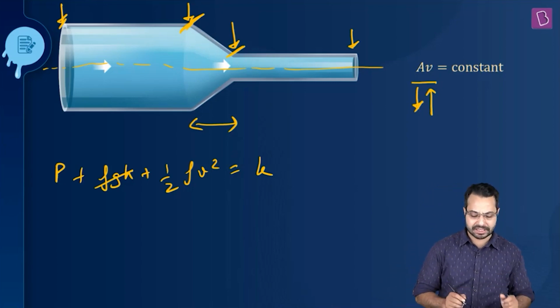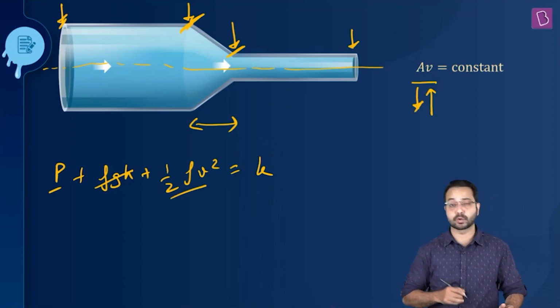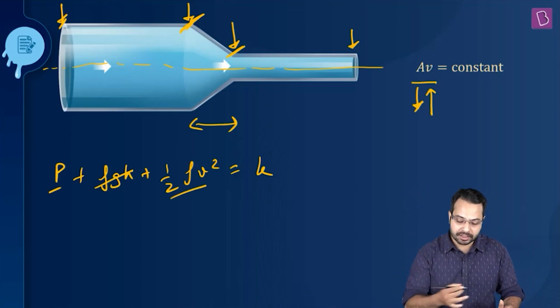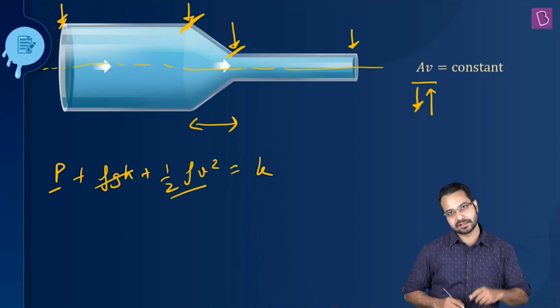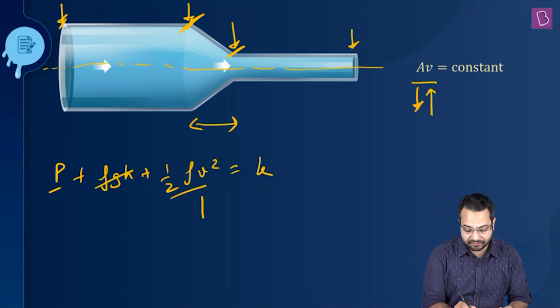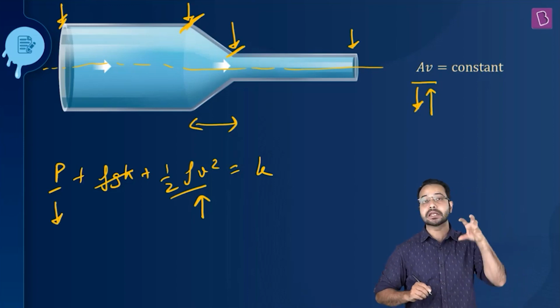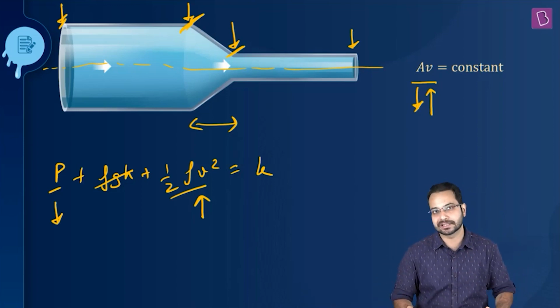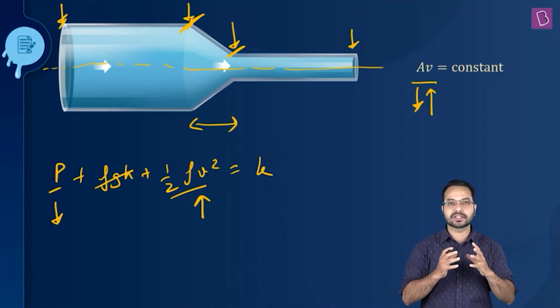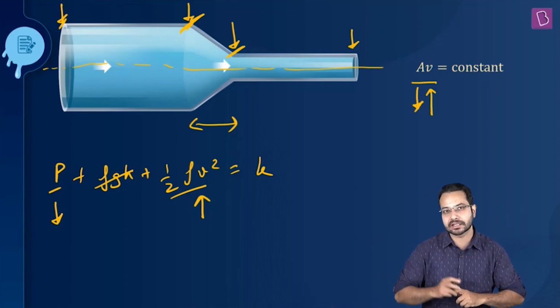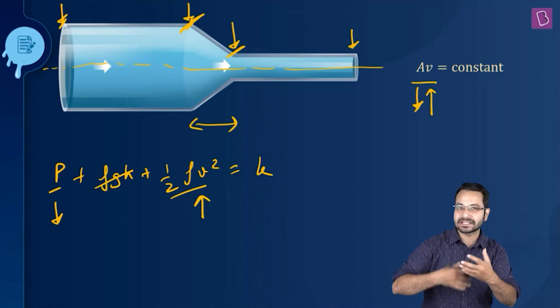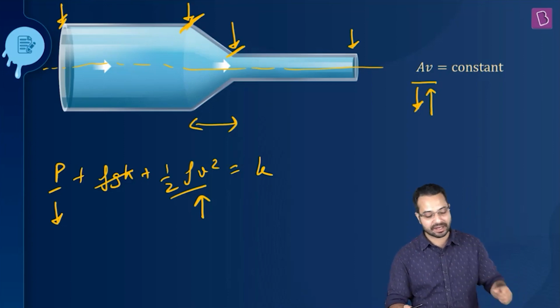But here what we see is that P plus half rho v square should be a constant. Now, if area of cross section is decreasing, velocity is increasing. If velocity is increasing, then obviously pressure has to decrease to keep the sum a constant, right? So putting all of this together, area of cross section decreases, velocity increases, and hence pressure decreases, right?